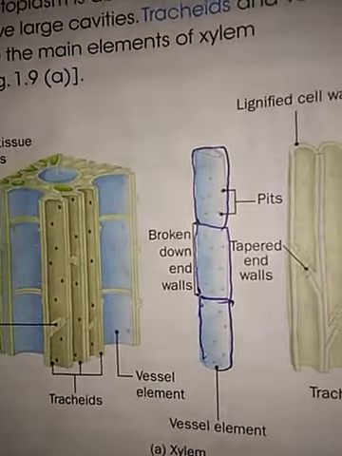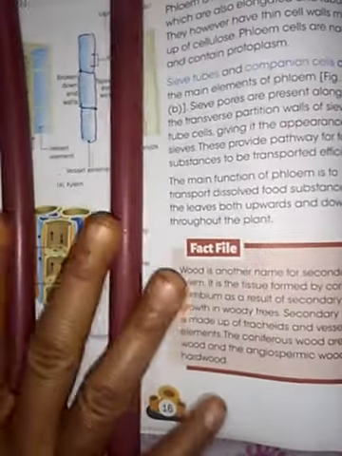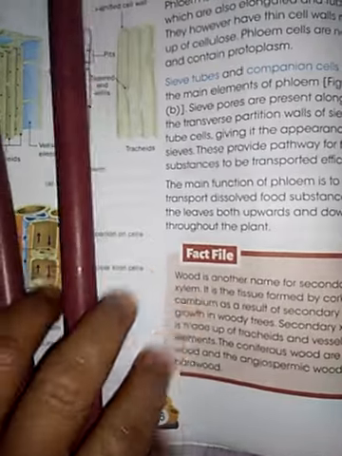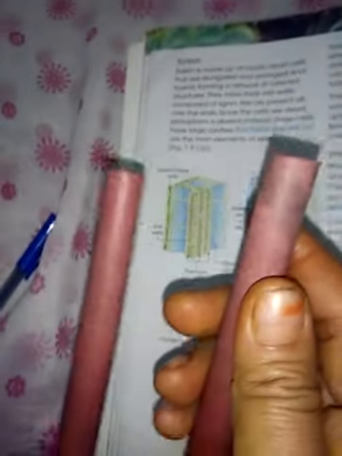For example, I took two pipes. How can I join these two pipes? Without the end, we cannot join them. This is the end of the pipe. Yes or no? This is the end point. Without this end point, we cannot join these pipes.